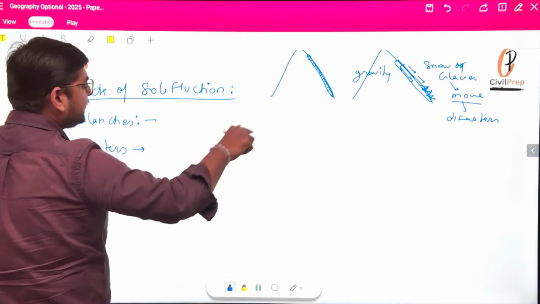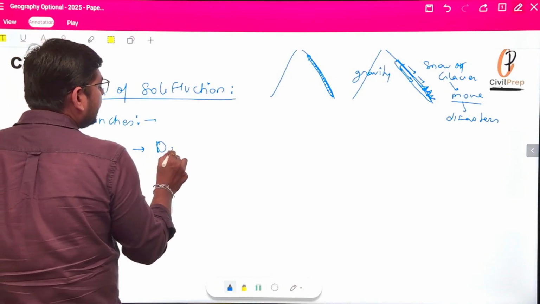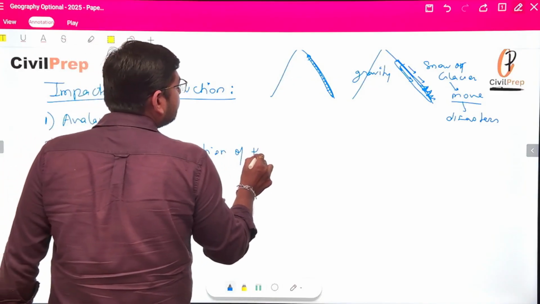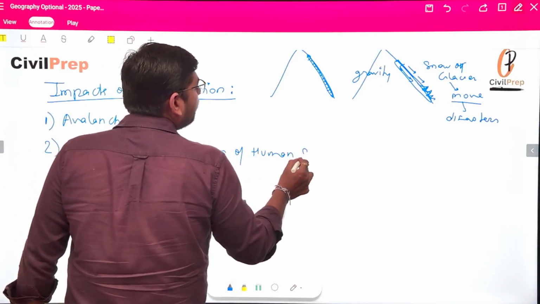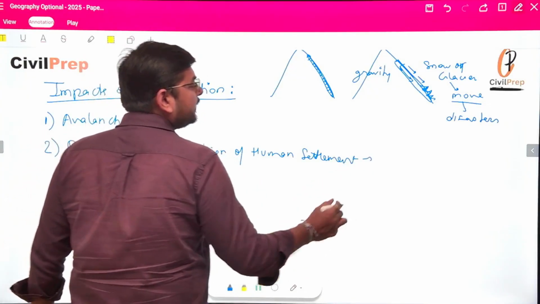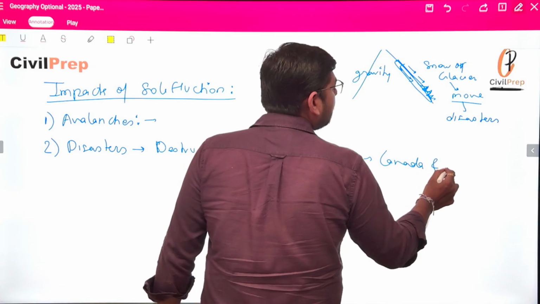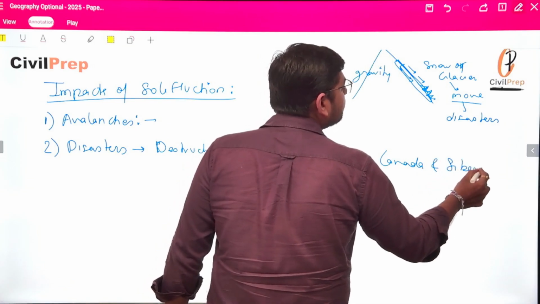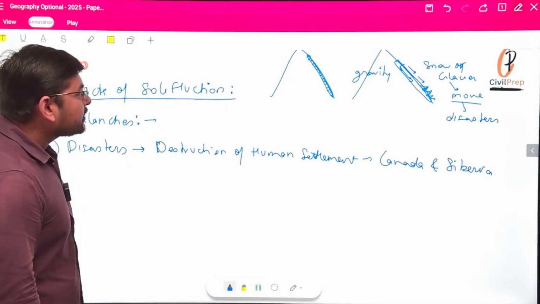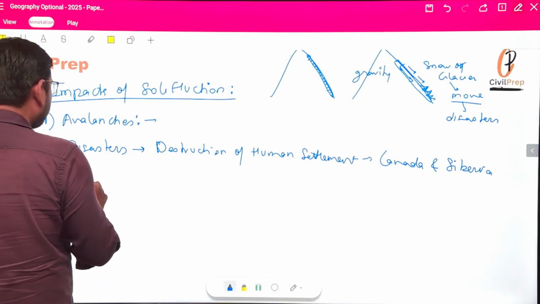Okay, like we can see here, the destruction of settlement, destruction of human settlement. Okay, this we can see normally happening in the region of Canada and also Siberia. So in Canada and Siberia, this solifluction is quite common here. Third thing we'll be seeing here is the loss of agriculture.